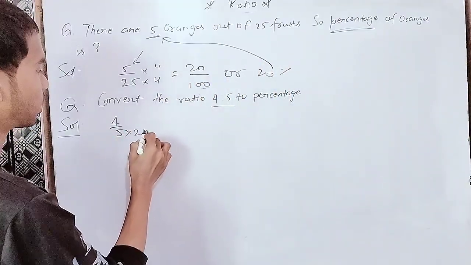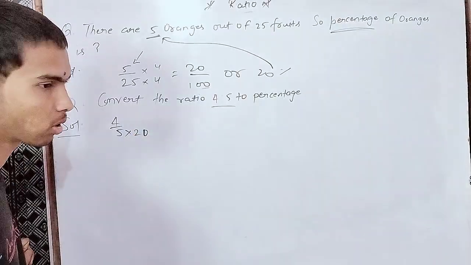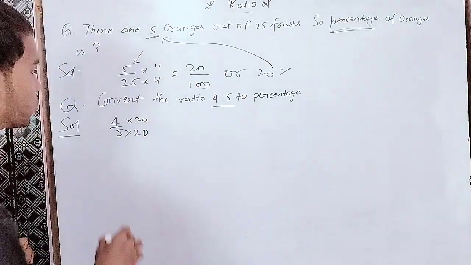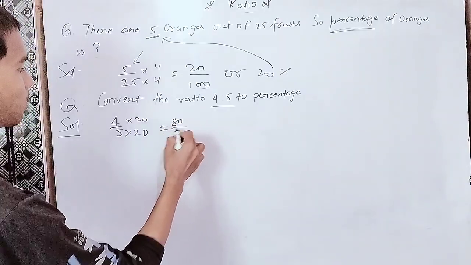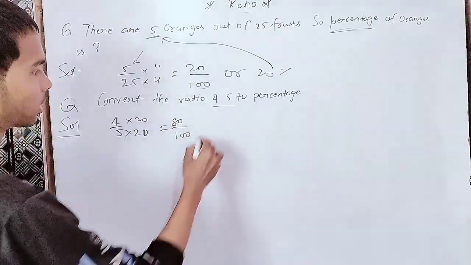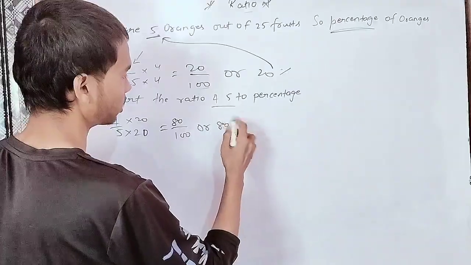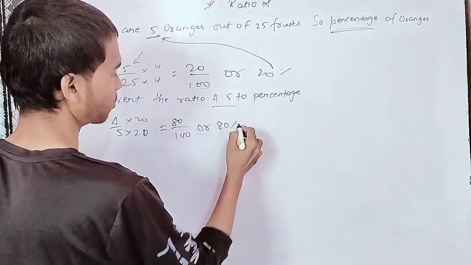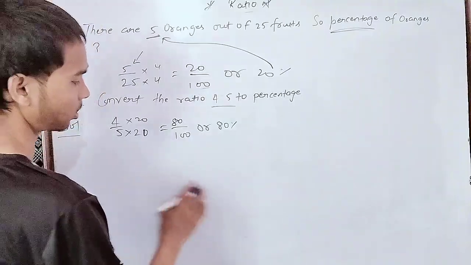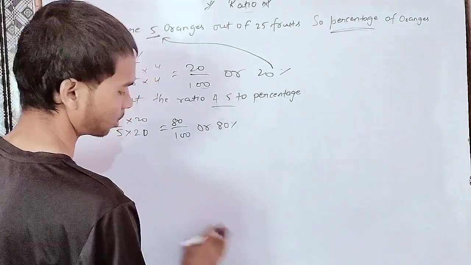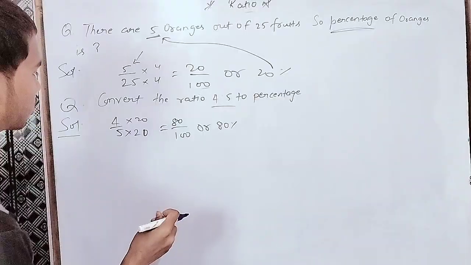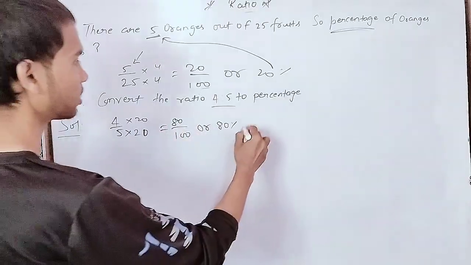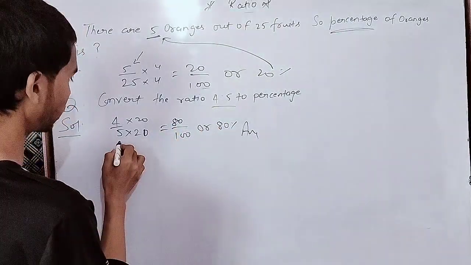So 25, 5 is a 10. So here would be how much? 100. 80 upon 100. 80 upon 100. And this is what? 80%. Okay, 80%. That's it. We converted ratio into percentage.